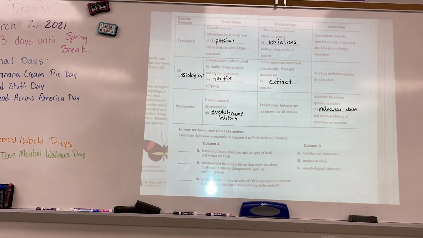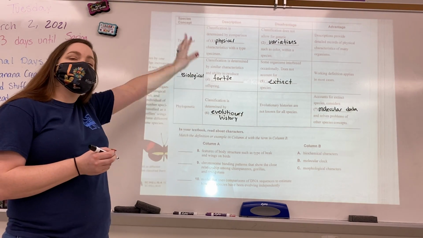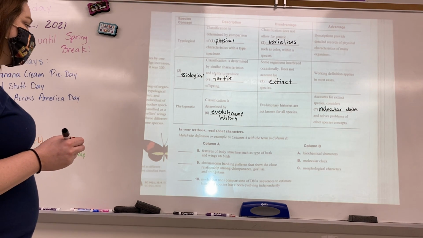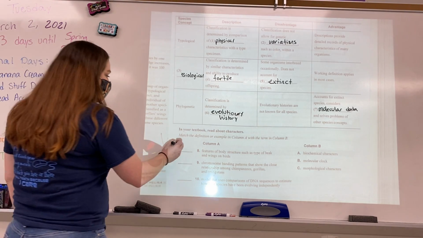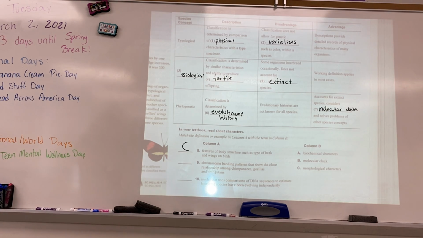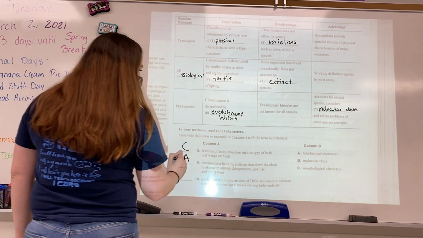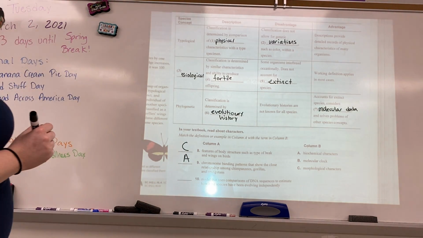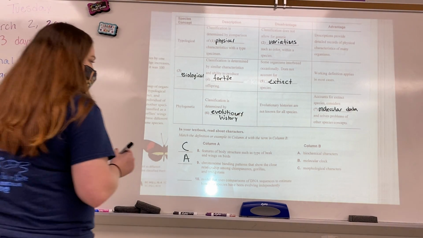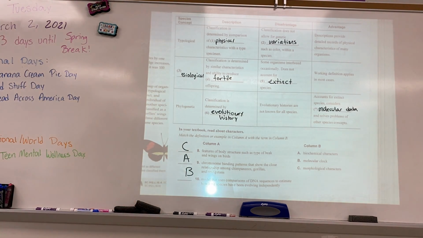All right, I'm going to give you 8, 9, and 10. For your quiz on Friday, I'm not going to really look at this page to make your quiz. Number 8, features of body structure such as type of beak and wings on birds: those are morphological characteristics. Chromosome banding patterns that show the close relationship among chimpanzees, gorillas, and orangutans: those are biochemical characters. And lastly, a model that uses comparisons of DNA sequences to estimate how long species have been evolving independently: that is your molecular clock.